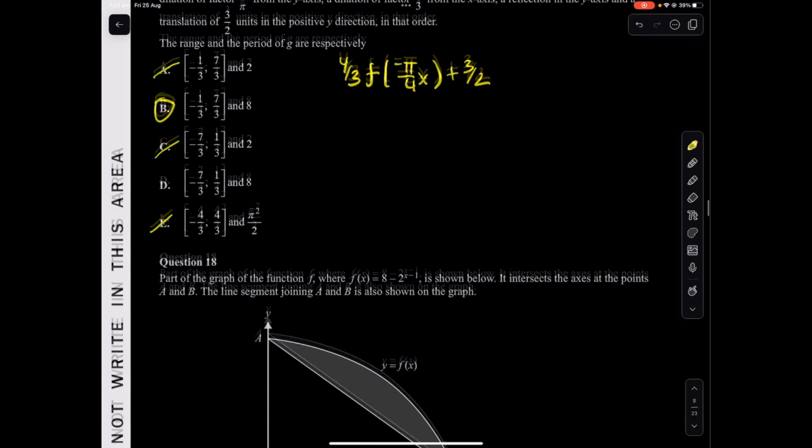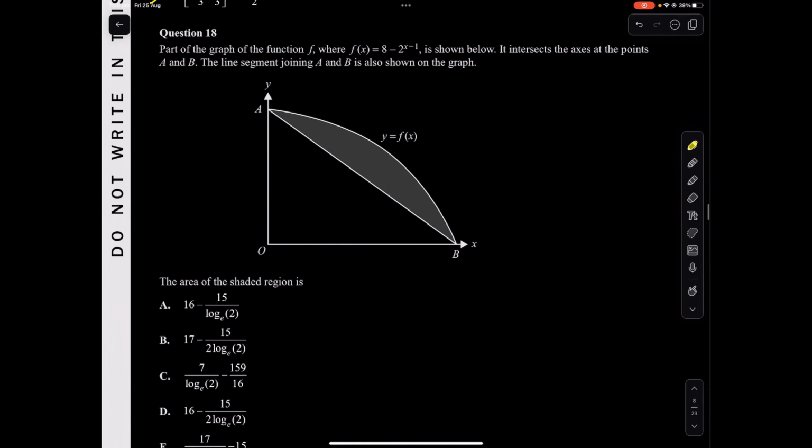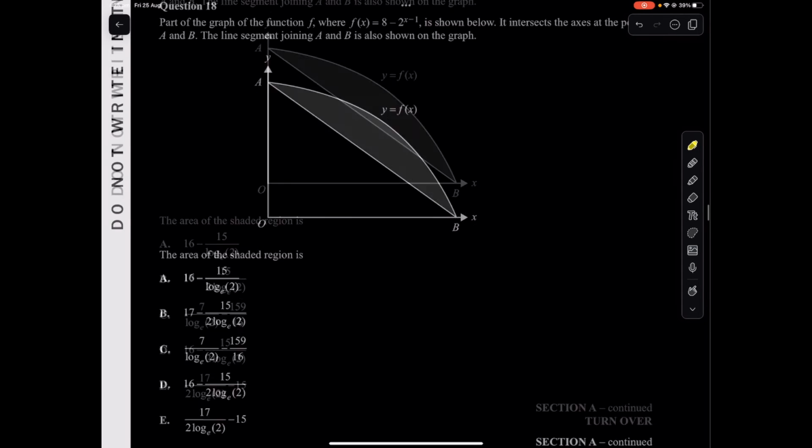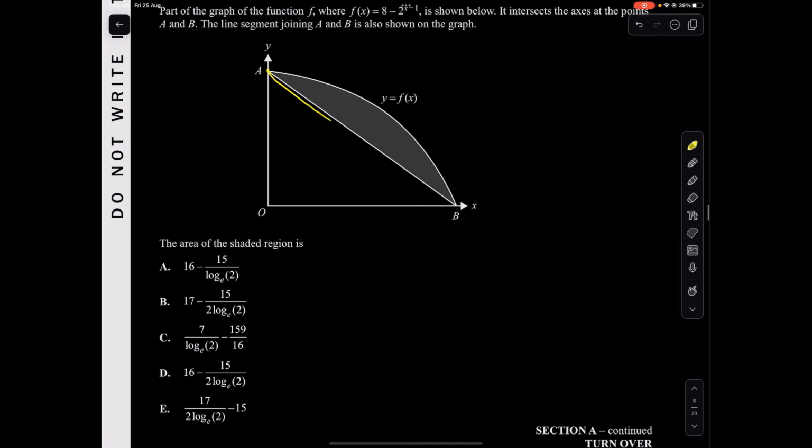Okay, cool. Part of the graph of the function f is shown below. It intersects the axes at the points A and B. The line segment that joins A and B is also shown. The area of the shaded region is what? Not too bad. So let's just try to find the equation of this line. And let's say f of x minus this function so we can get the inside function's area.